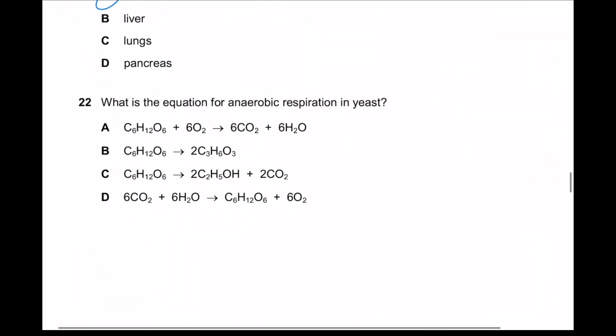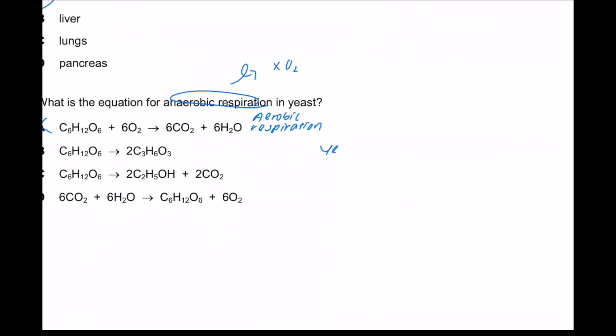Next question. What is the equation for anaerobic respiration in yeast? Anaerobic respiration means that oxygen is not involved. So the answer wouldn't be A. A is the equation of aerobic respiration. The equation for anaerobic respiration in yeast would be glucose being converted to alcohol and carbon dioxide.